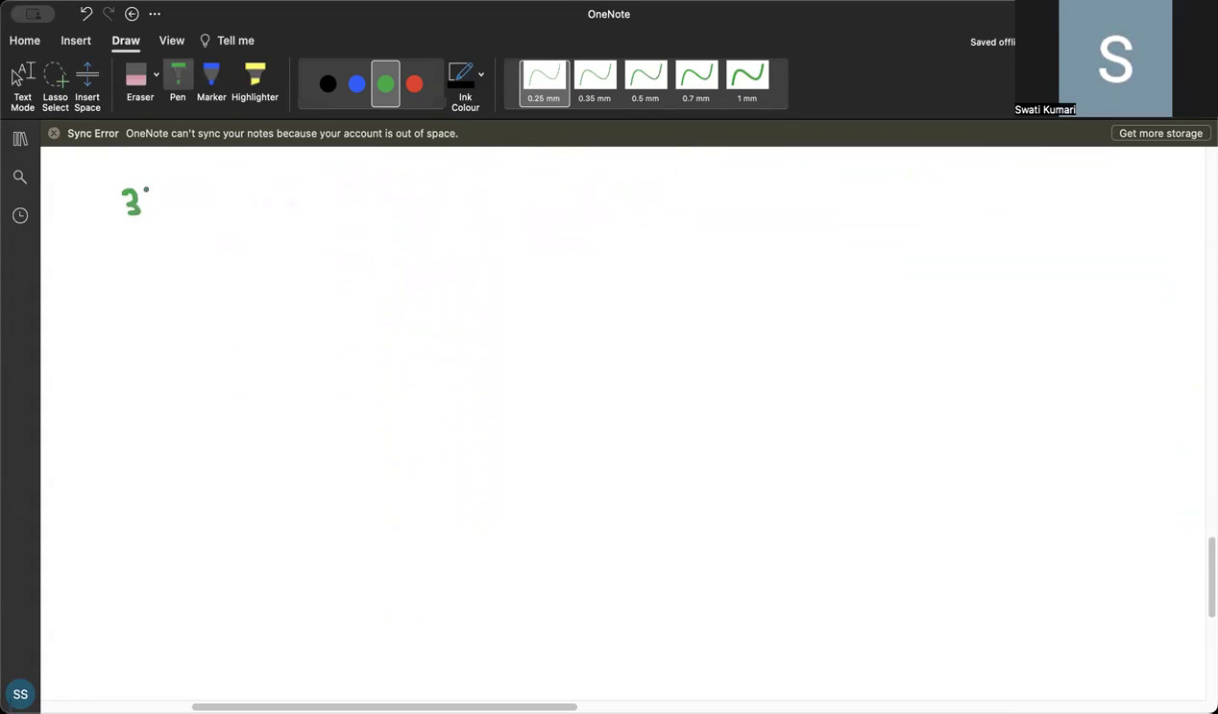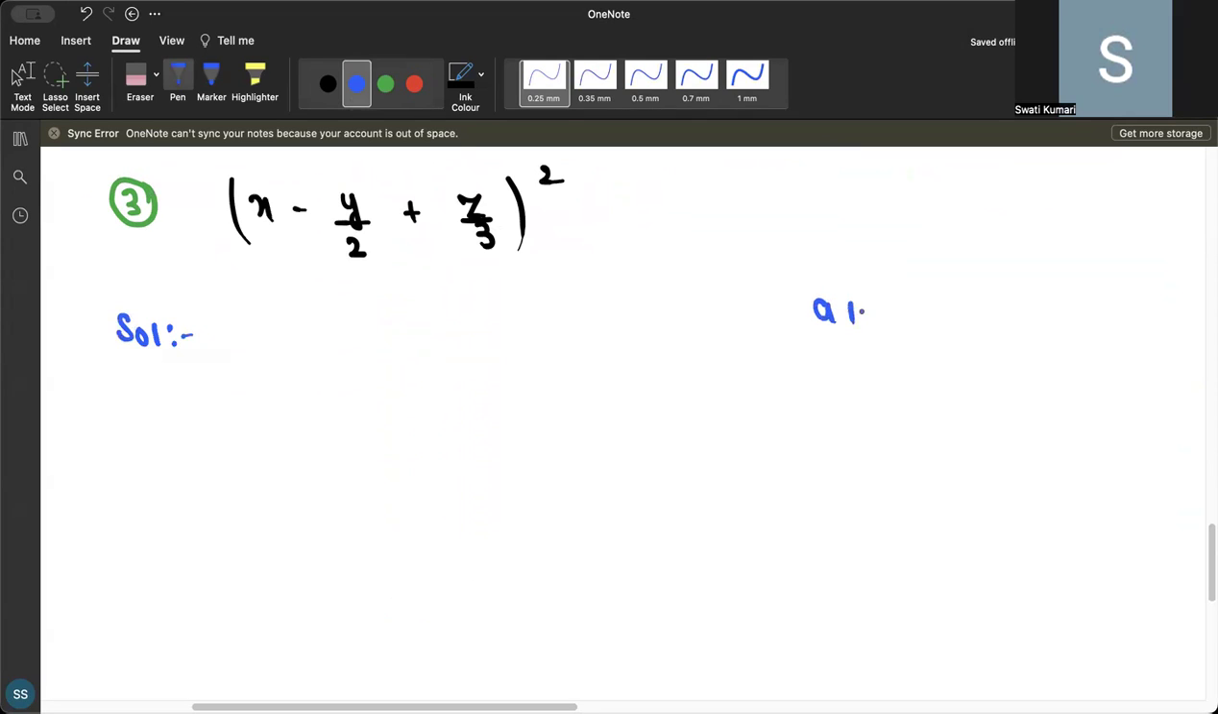Next question I'm taking, which is evaluate x minus y by 2 plus z by 3 whole square. Just by looking at this, one can understand which formula we are going to use here. We are going to use the formula of a plus b plus c whole square. What is the formula of a plus b plus c whole square? It is a square plus b square plus c square plus 2ab plus 2bc plus 2ca.